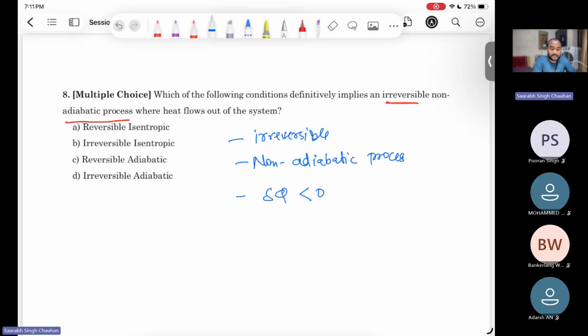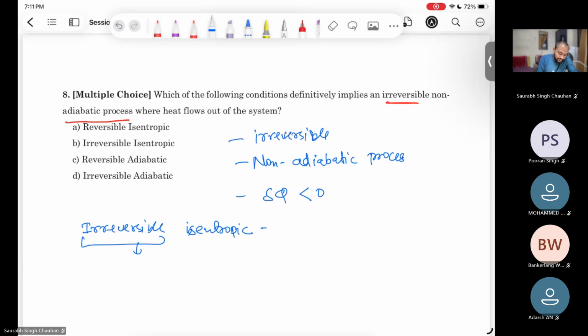Option A says reversible isentropic. So this is not correct, right? Because in the question itself, it is written that it is an irreversible process. But it is saying reversible isentropic, so this is not correct. Option B is saying irreversible isentropic process. Now let us see this option. Irreversible, isentropic. So irreversible means entropy change of the system is zero.